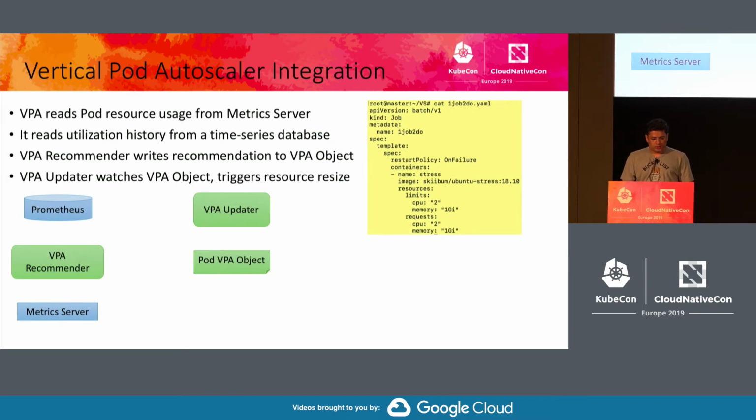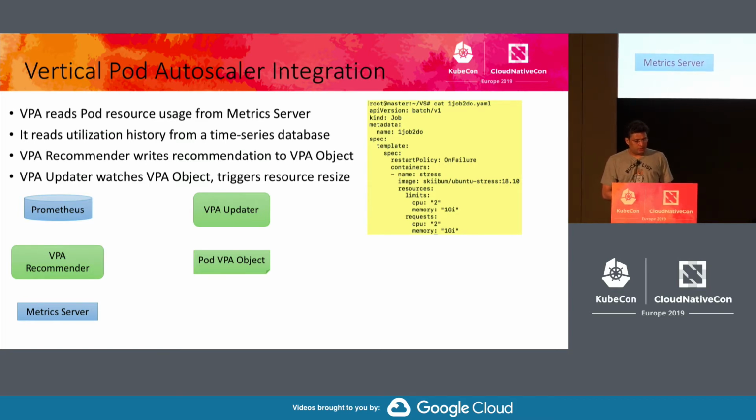Vertical pod autoscaler, this integration with the VPA, we were looking into how to do this because eventually we will be using VPA. What we did here was, this is a very brief overview of how VPA works. Here you have the recommender, you have the pod VPA object where the recommendations are written, and you have the updater which takes actions. So VPA, the way it comes up with recommendation, it reads the current pod usage of resources from the metrics API.